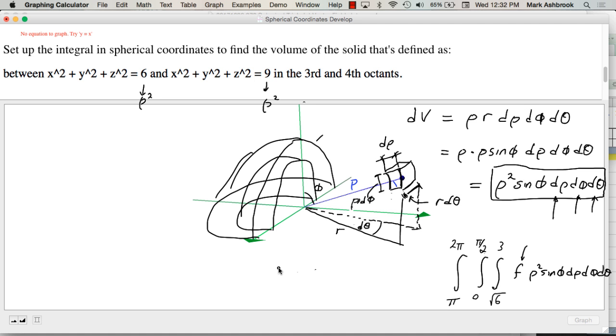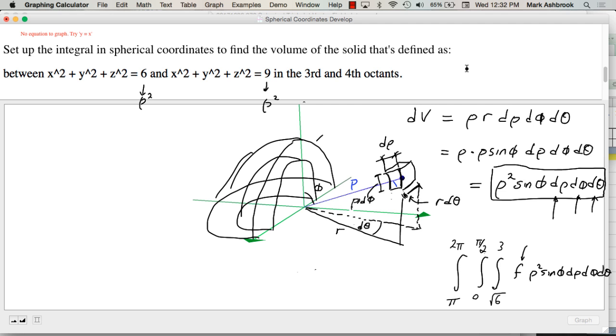Question, yeah. Because it says in the third and fourth octants, does that imply that it would be above the xy plane? Yes, that's what I was saying originally. The first octant is the one we deal with the most, then second, third, fourth, and then you go below the xy plane, you get 5, 6, 7, 8, which are all under negative z. Okay, so now a harder one.